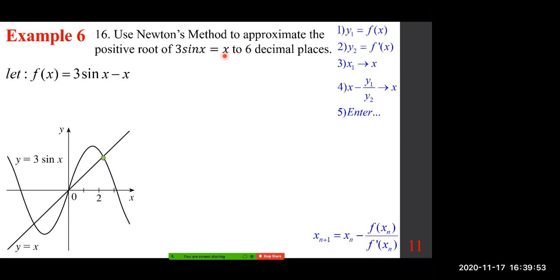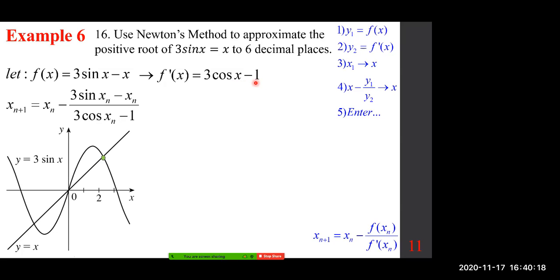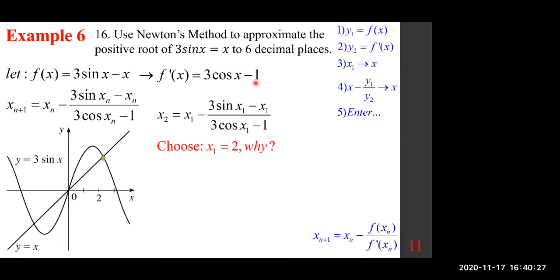We have the function, we have f prime. So we want to write this. We're going to write that x sub n plus 1 is x sub n minus f, 3 sine of x sub n minus x sub n, over f prime, 3 cosine of x sub n minus 1. So we write that, and so x sub 2 would be x sub 1 minus that. Let's start with somewhere, and we start with number 2. According to the graph, we see number 2 is close. You can start with that and see what happens. That's the idea.